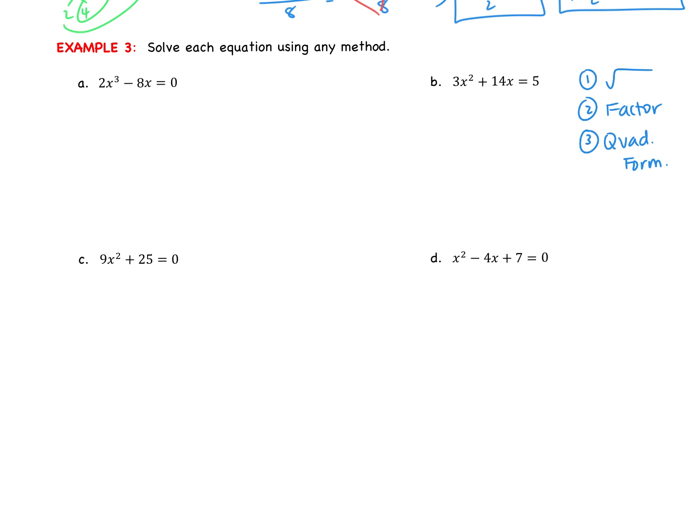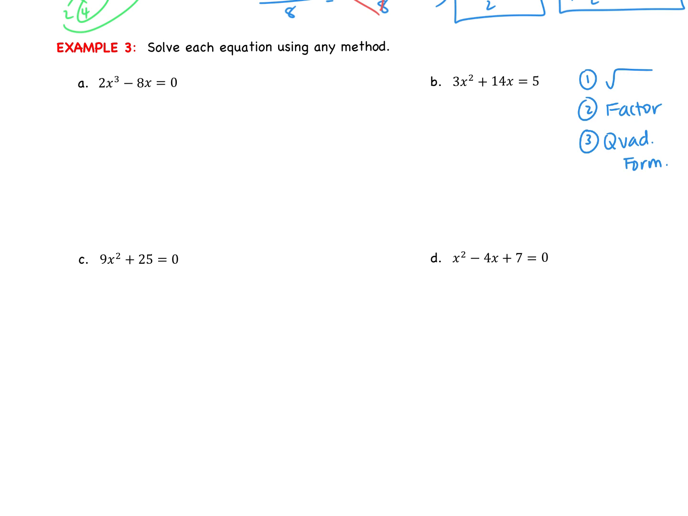Jamie, can I use the square root method on the first problem? Is there an x squared we can get alone? There's an x cubed, not an x squared. So that's a no. Okay, no square root method. So we're going to move on.